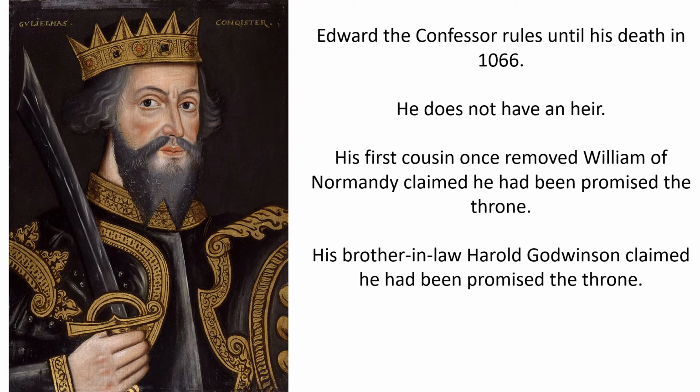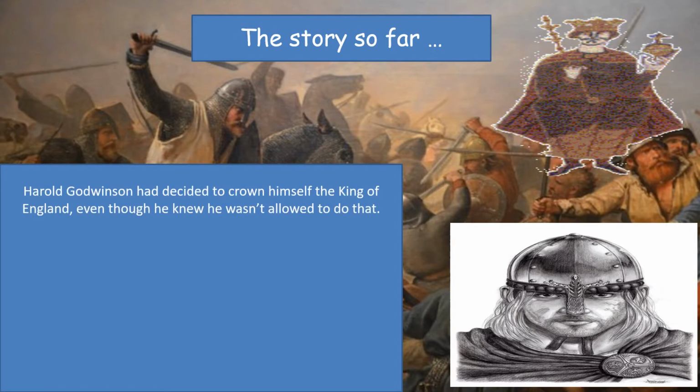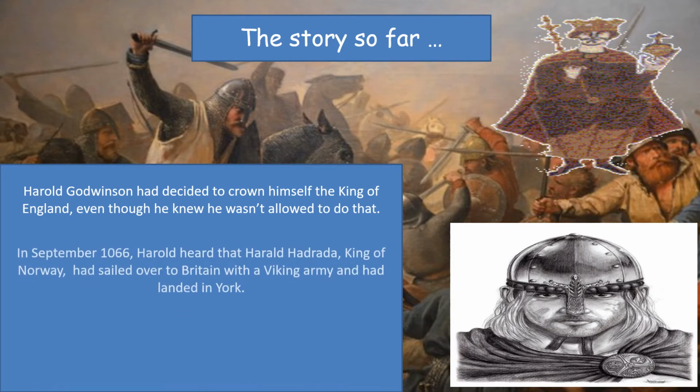However, his brother-in-law Harald Godwinson claimed he'd been promised the throne. Now he was just someone who was high up within the English earl system. Harald Godwinson took the throne with the support of the English earls and became Harald II. Now, so far we have Harald Godwinson. He's decided to crown himself the King of England, even though he knew he wasn't allowed to do that. He didn't really have the bloodline to take over this position, but he claimed he'd been promised the position and so he took it with the support of the high up English earls.